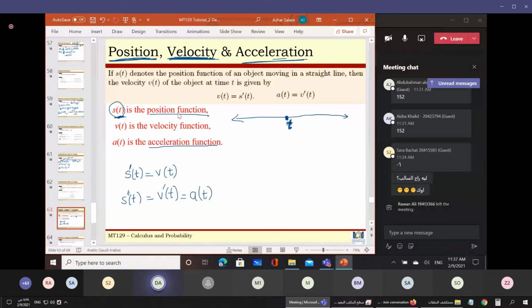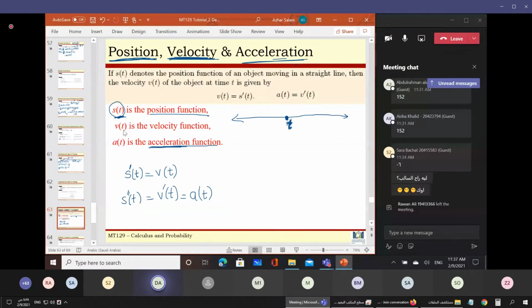If the question is to find the velocity, I differentiate the position. If the question is to find the acceleration, I differentiate the position twice, or if I have the velocity, I differentiate the velocity once.